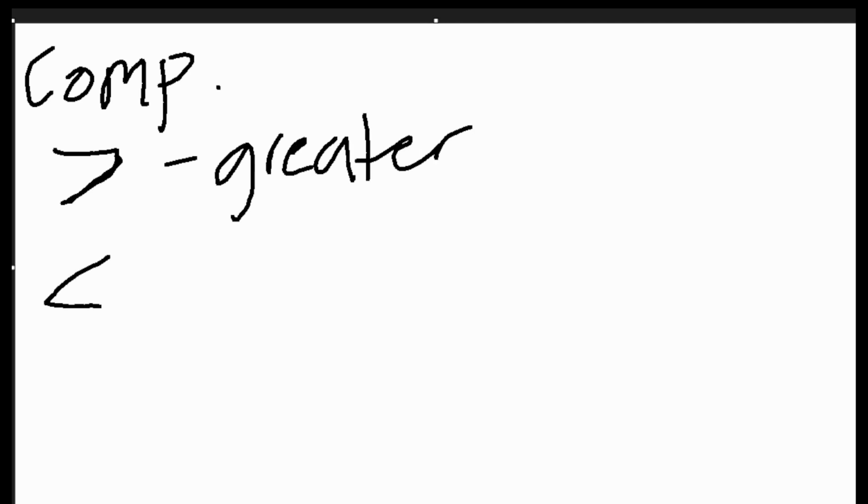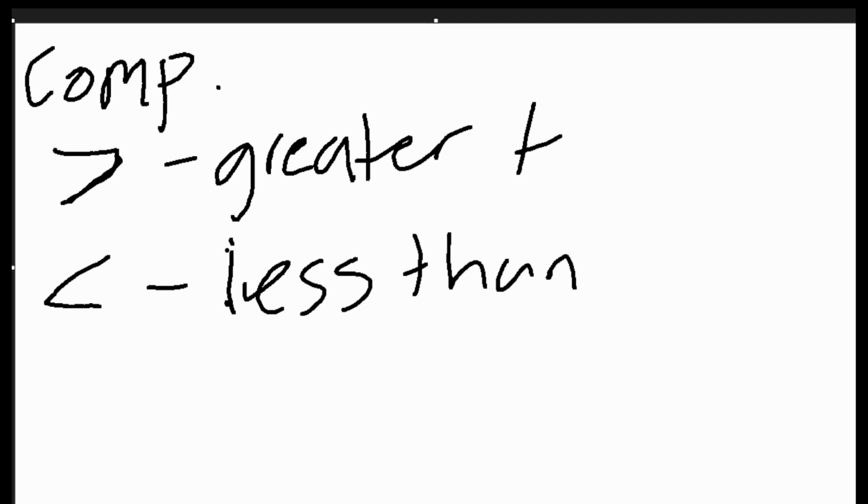The number that it's facing away from, it is less than. Or maybe that's kind of confusing, but I feel like it should be easy to understand. In whichever way that the symbol is facing, that number is the greater number. And whichever number is at the tail end of the symbol, that number is less than.